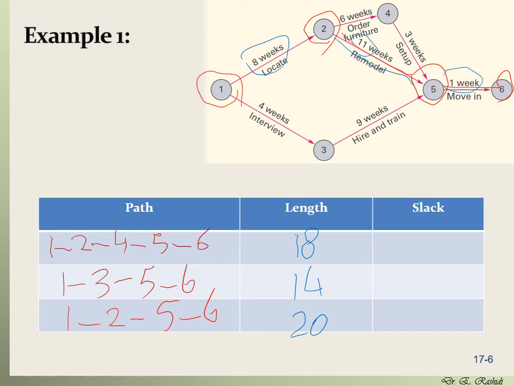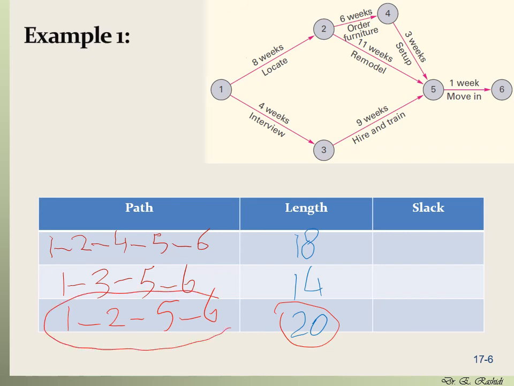What is the critical path? The critical path is the path with the largest length. That means 20 is the largest length, so the lengthiest path here. So our critical path is this one: 1 to 2, 2 to 5, 5 to 6. So this is our critical path, and this means that this is going to set the length of the project. So the project cannot be completed in less than 20 weeks. At least 20 weeks is what it's going to take.